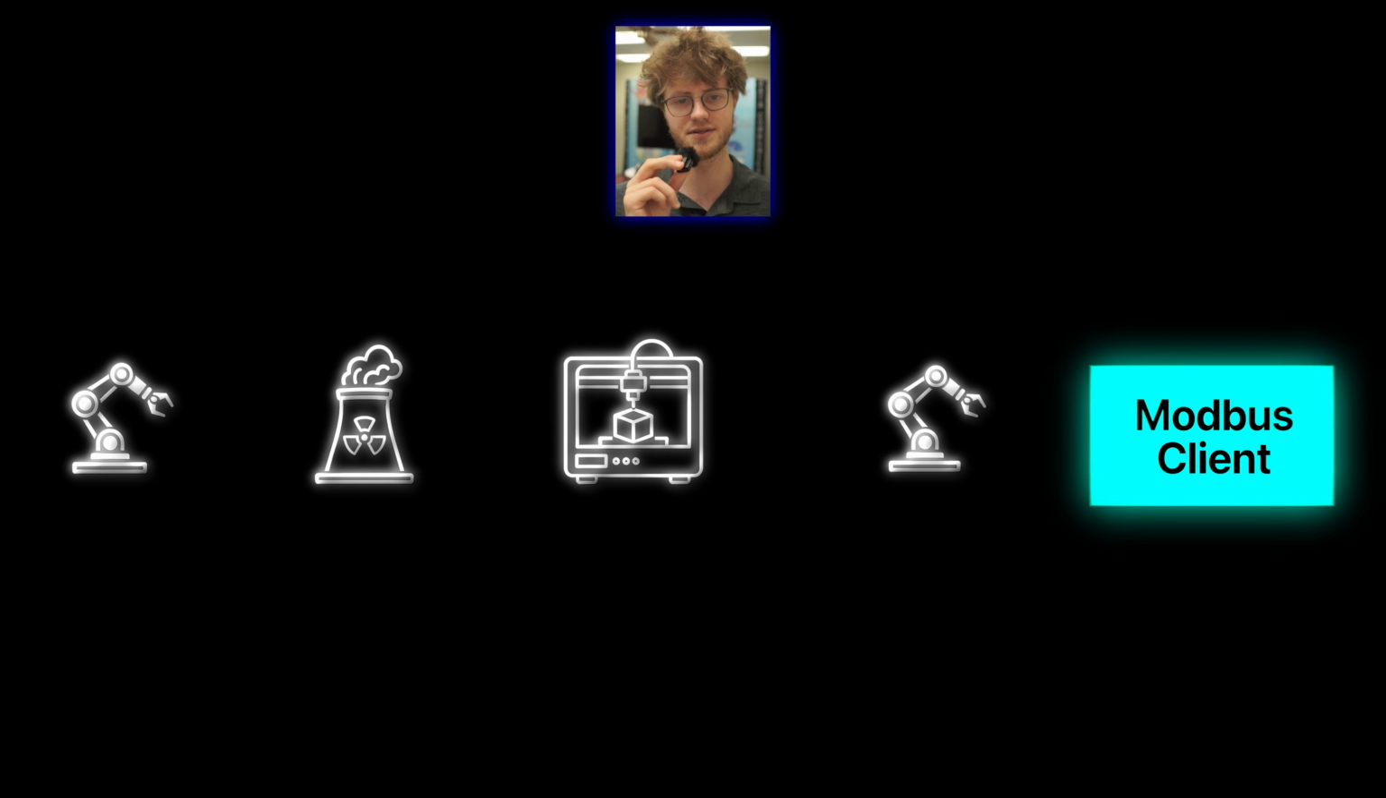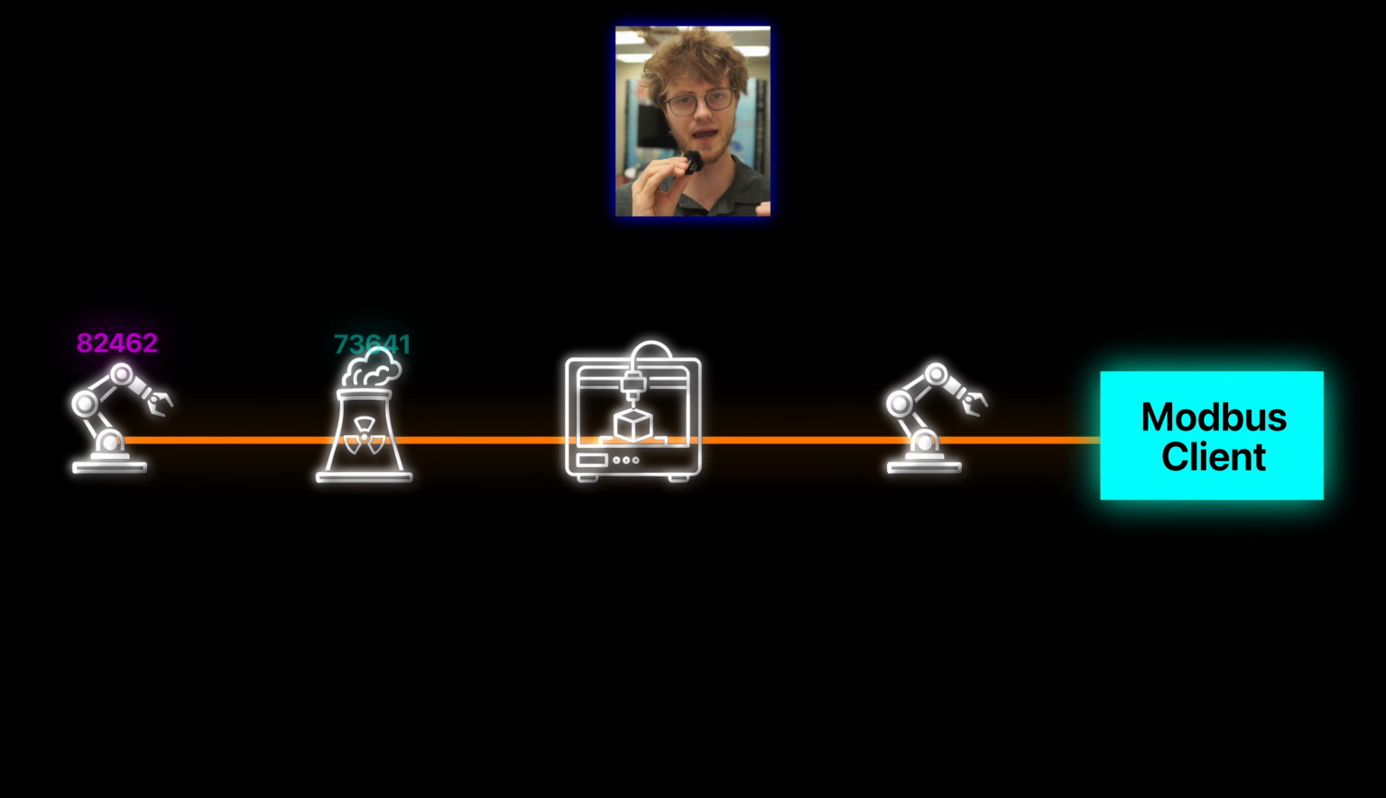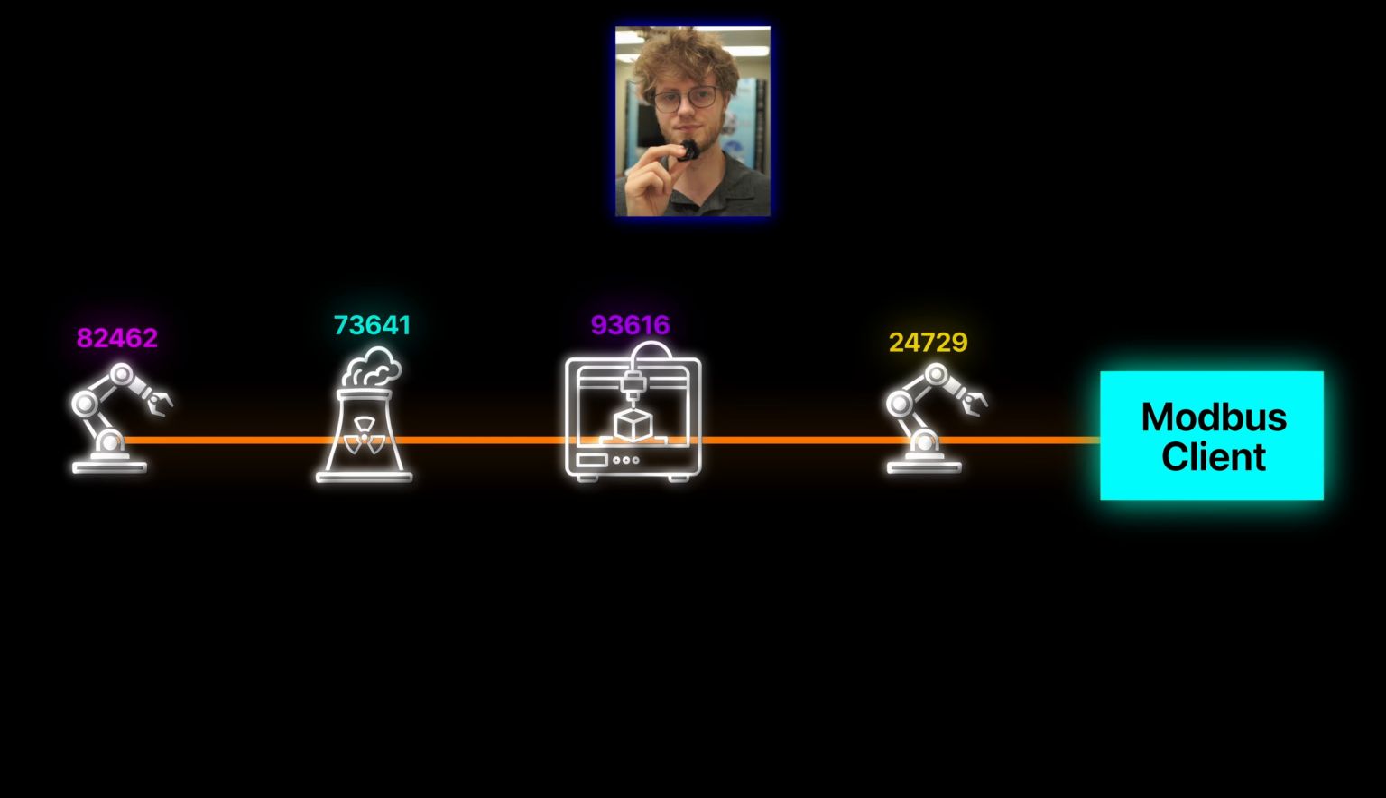Now, in order to keep all of that organized, every device on a Modbus network has a unique address, and the data itself is stored in numbered registers, which basically just means memory slots that all hold values like temperature readings, pressure levels, or valve positions. When the client needs information, it requests a specific register from a specific device, gets the value back, and moves on. That same exchange repeats continuously across every device on the network.